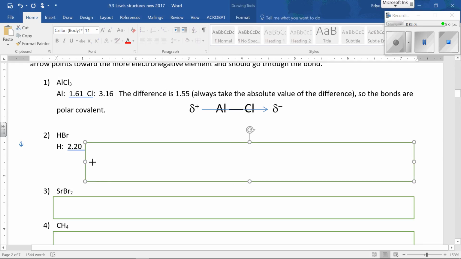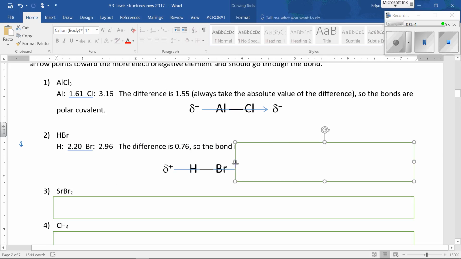HBr, we look up the numbers in the table, you have those. Bromine has a larger electronegativity. The difference here is 0.76, so this is polar covalent.